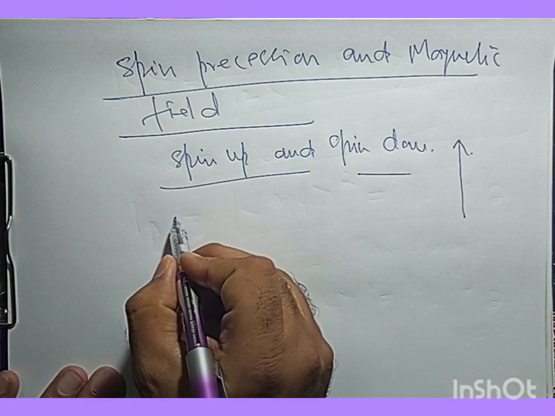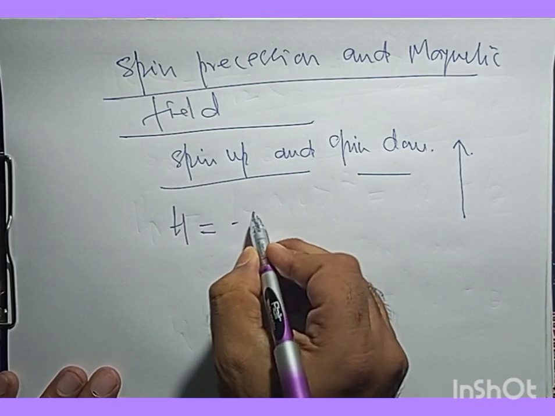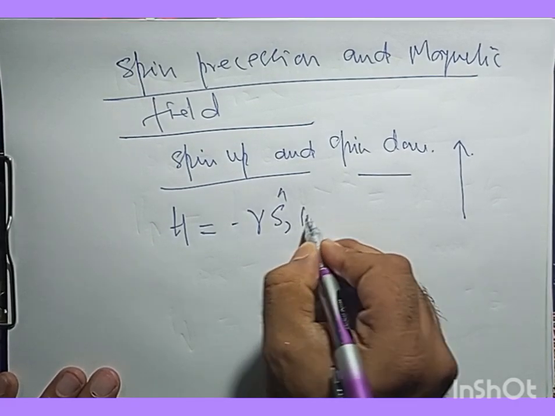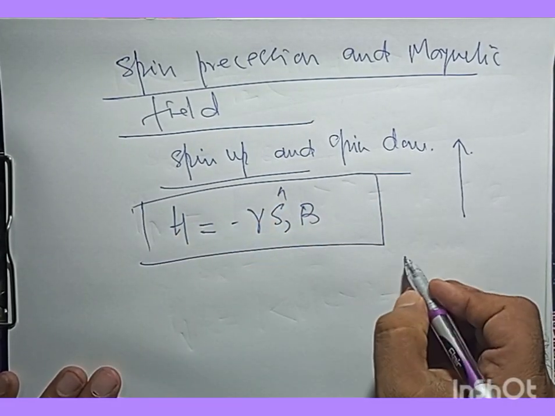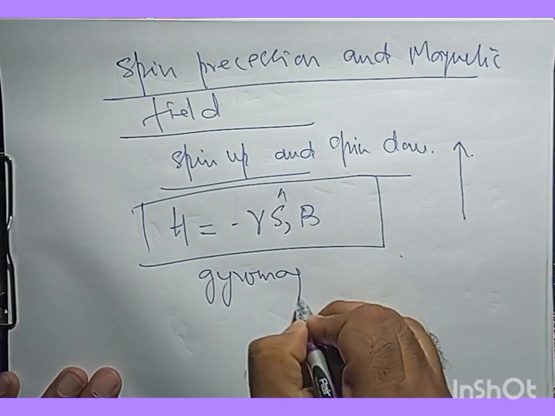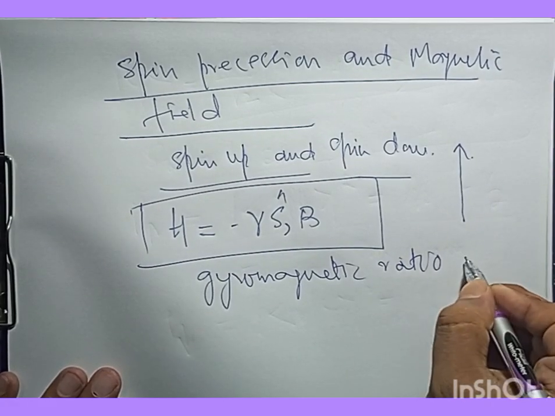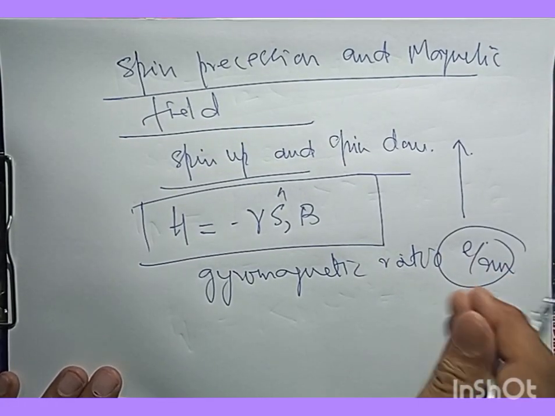Now, if we write down the Hamiltonian, the Hamiltonian for this system will be minus gamma S_z B. This gamma, as we understand from our classes, is called the gyromagnetic ratio, and it's probably e by 2m. So we don't want to go there.